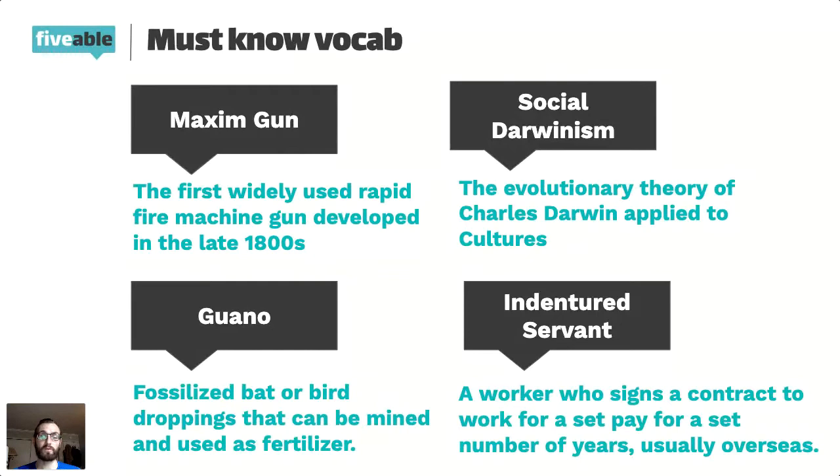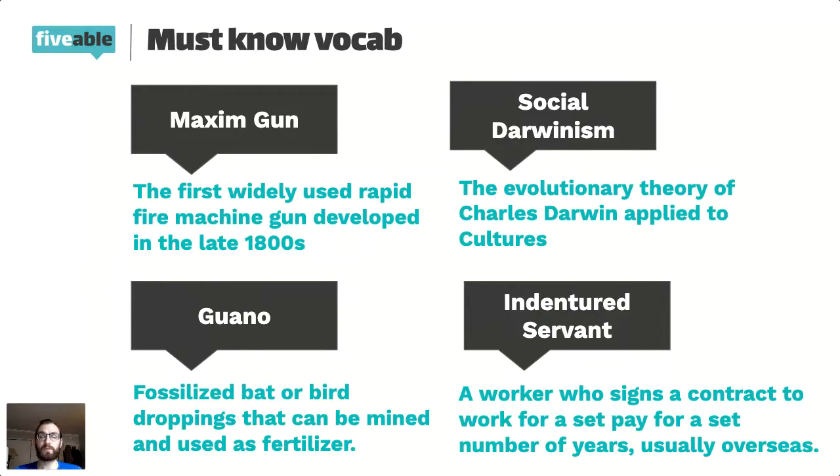Guano, which you might've heard of, it's fossilized animal droppings. Funny thing is though, it's really high in nitrogen and phosphorus, which makes it really good fertilizer. And so we're gonna talk about literally the hunt for animal poop, as important as it was.